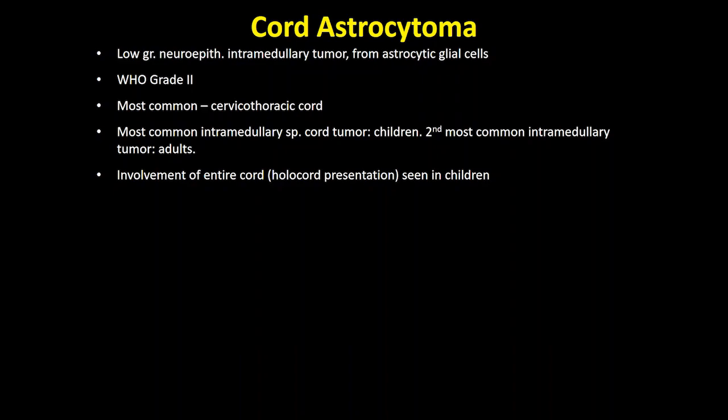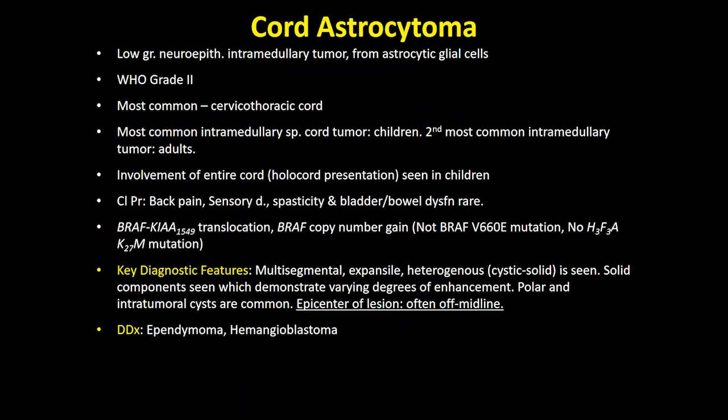Most commonly, it is seen in the cervicothoracic region. Notice the genetics of this particular tumor. There is no BRAF mutation, but it is associated with a BRAF copy number gain. I already discussed the imaging features with you. Some of the differential diagnoses are otherwise listed here.